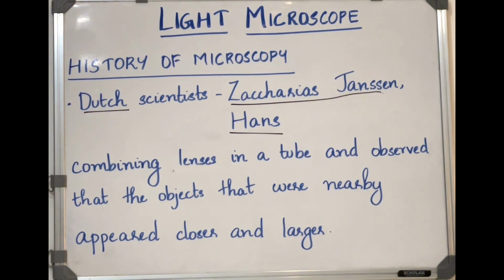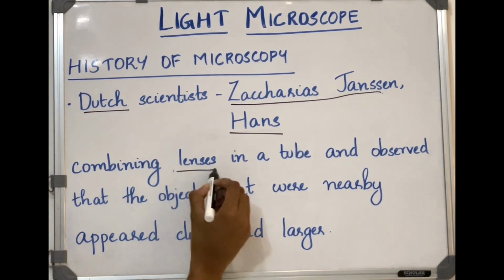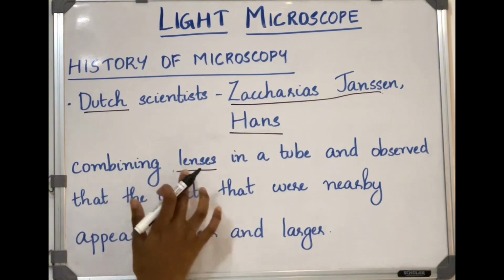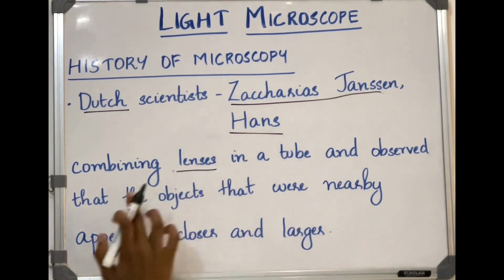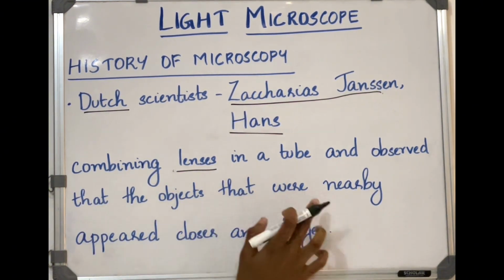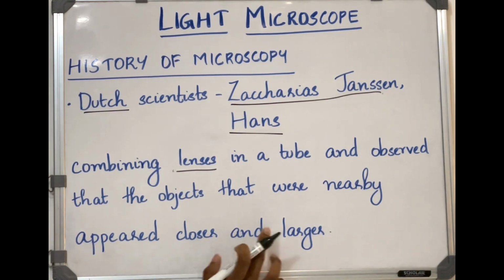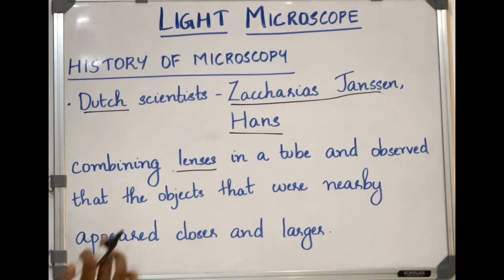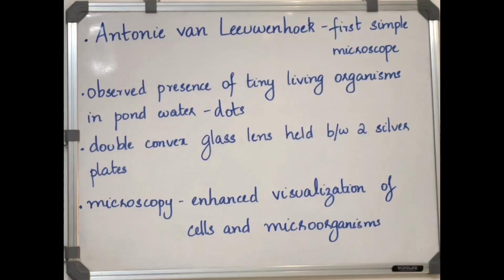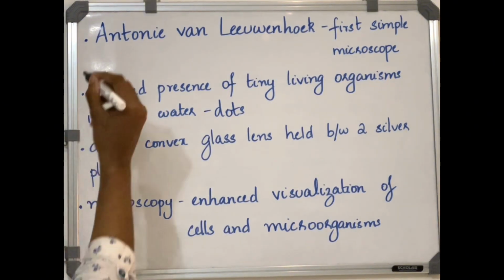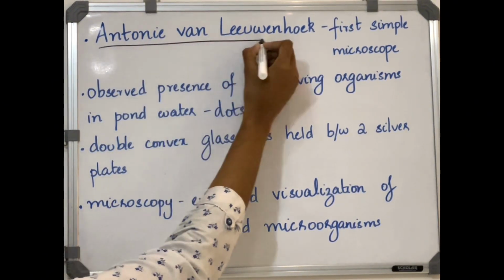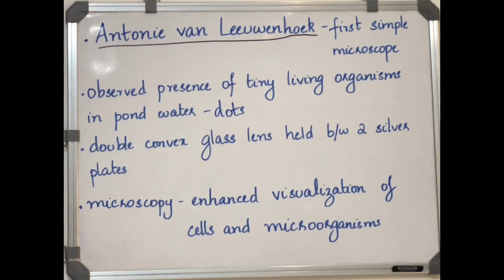What they did is that they experimented with lenses. They combined the lenses in a tube and observed that objects that were nearby appeared closer and larger. But this was not included as a scientific discovery. So, when we look into the history of microbiology, it was Antony van Leeuwenhoek who made the first simple microscope.